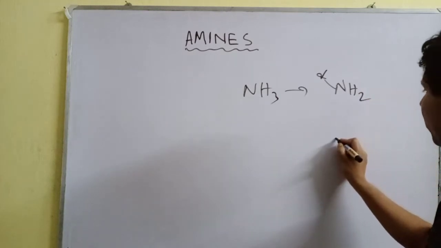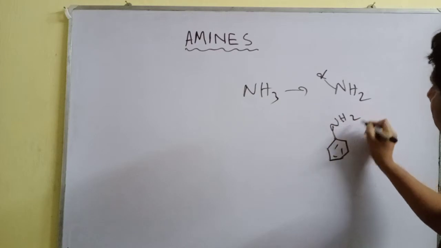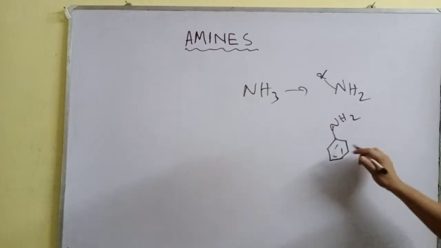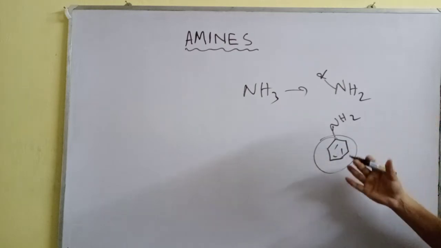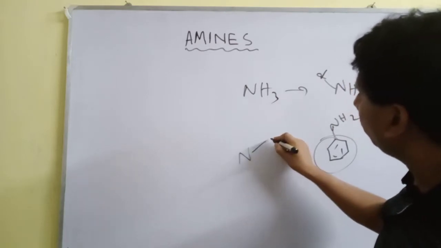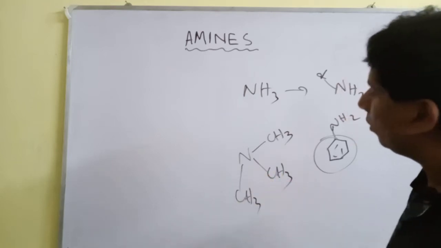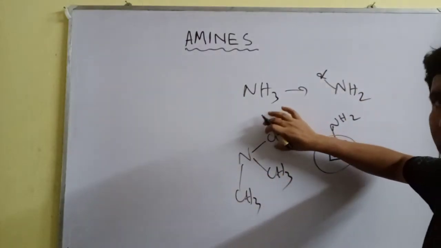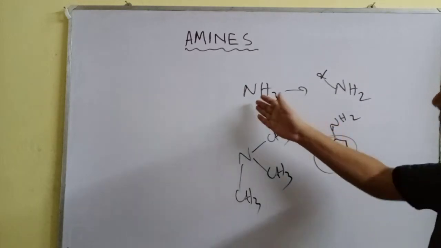It may be like this. In place of one hydrogen, if we attach a phenyl group, then it will be phenylamine. Actually, the name of this compound is aniline. If we replace three hydrogens by three methyl groups, then it will be trimethylamine. In this way we get the ammonia derivatives.